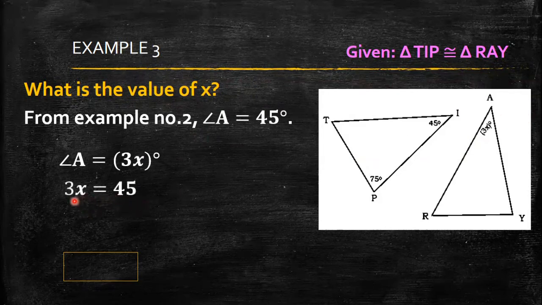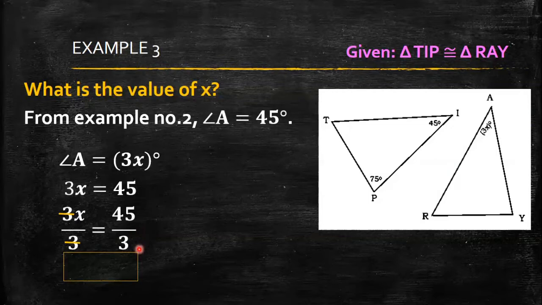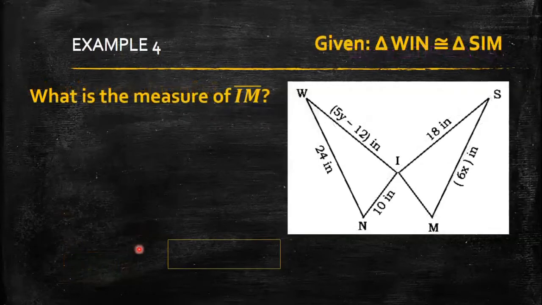So to isolate x, we need to divide both sides by 3. 3x divided by 3 equals 45 divided by 3. So, 3x divided by 3, makakancel si 3. Si x ang matitira. 45 divided by 3 is equal to 15. So, we have x is equal to 15. Ang value ni x ay 15. So, next example tayo, we have different given naman.